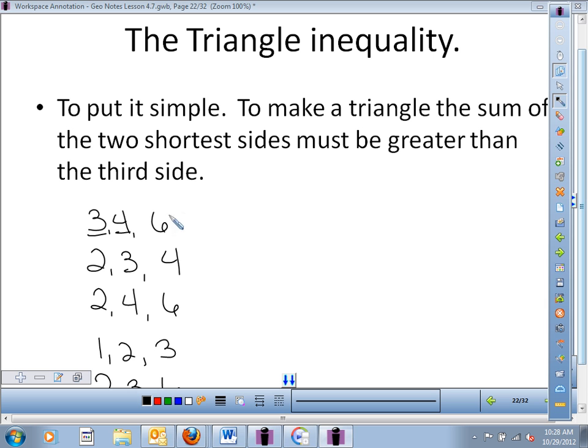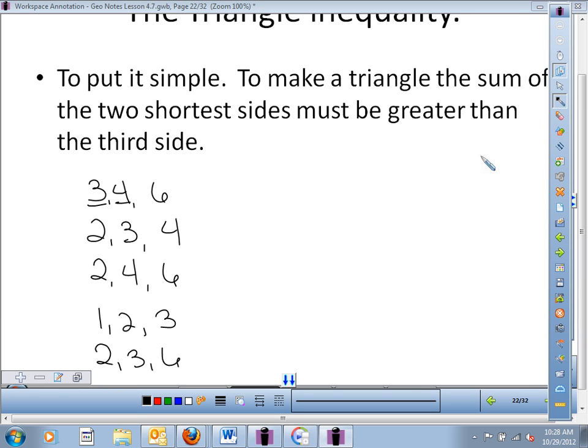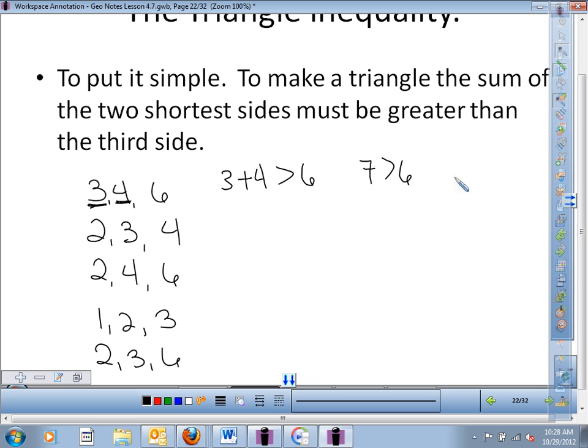So let's say I have the side lengths of 3, 4, and 6. Can I make a triangle out of a side 3, a side 4, and a side 6? Well, if we take the two shortest sides, 3 and 4, and I take 3 plus 4, is that greater than the third side of 6? Well, is 7 greater than 6? Yes. So can I form a triangle out of those three sides? Yes, I can.